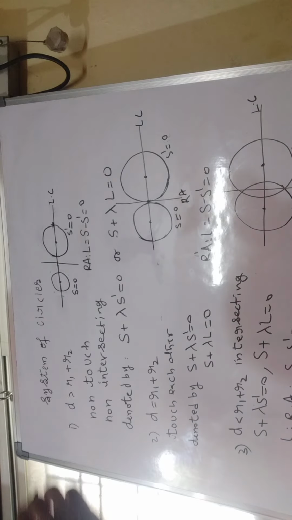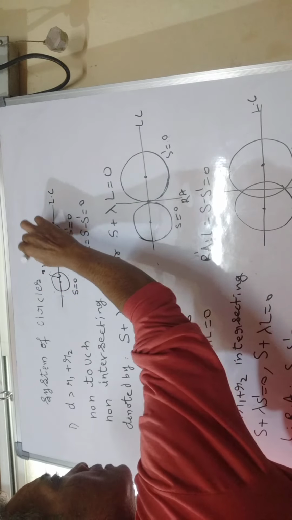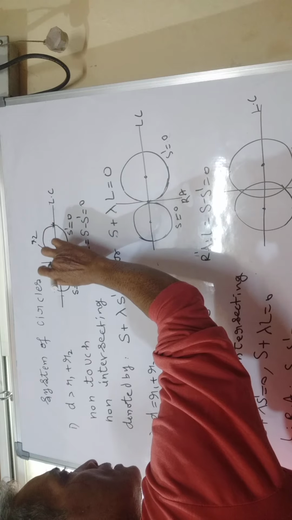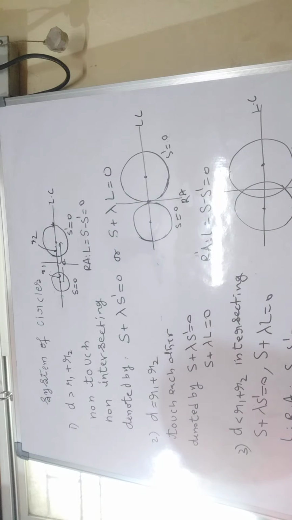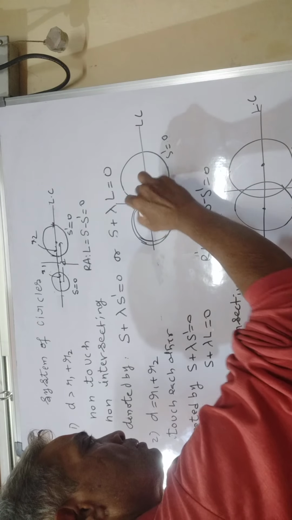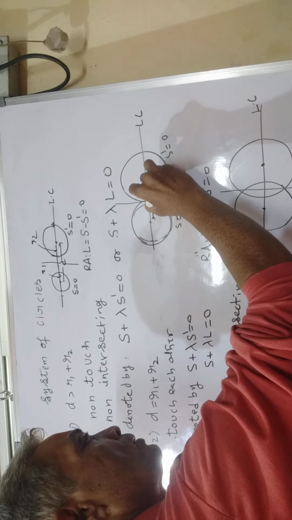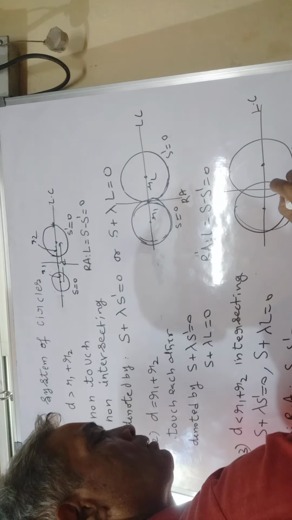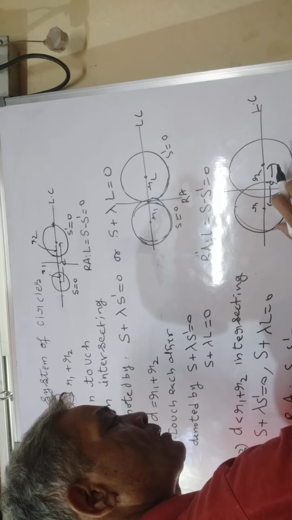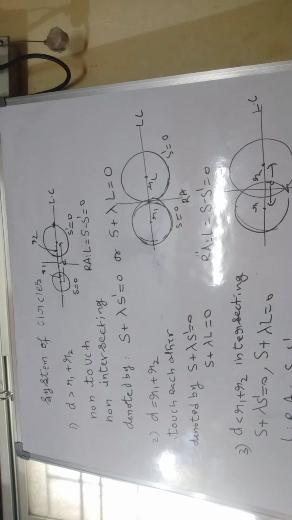So this is known as R1. This is R2, and of course between center to center is the distance D. So D is greater than R1 plus R2. Then automatically they will be non-intersecting, non-touching. And this is D, the center to center distance. So the first system is non-intersecting, non-touching, D greater than R1 plus R2.